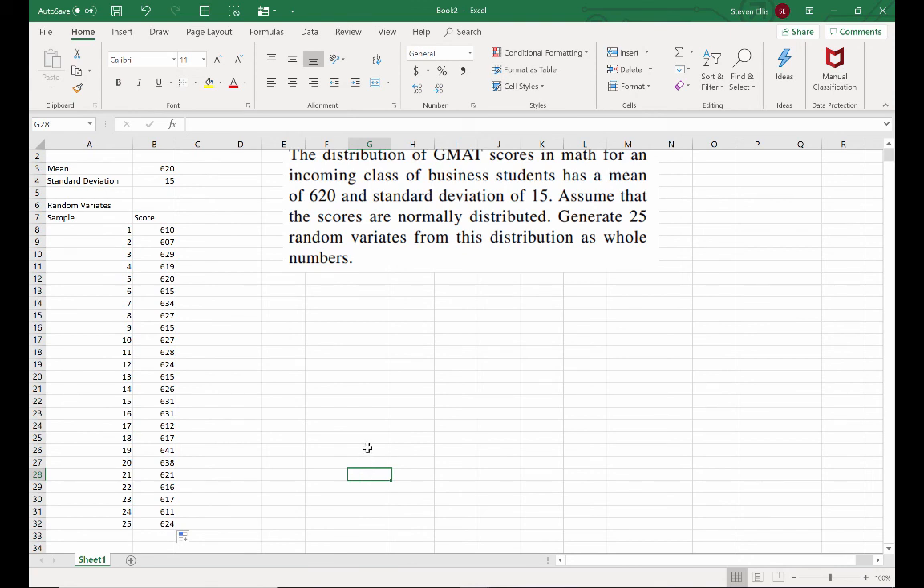Now watch what happens when you hit Control equals. It recalculates them all. Now we've got a different subgroup. Anyway, that was the gist of the problem.